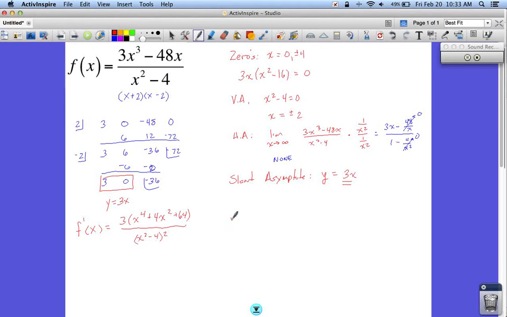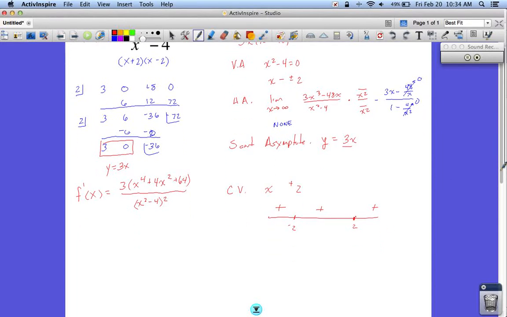So we've got to find our critical values. Well, this is always positive. No critical values from that. It'll never be 0. So points of non-differentiability end up being 2 and negative 2. So number line, negative 2 and 2. Remember, we said the numerator is always positive, right? 3 and a positive number, always positive. Denominator is always positive too. So this is an easy one. Plus, plus, plus. Always increasing. No relative extrema.